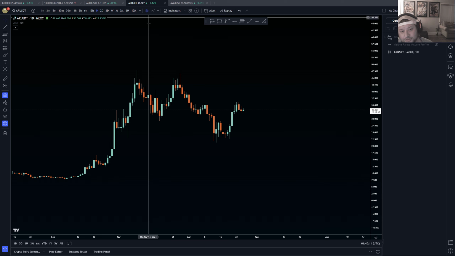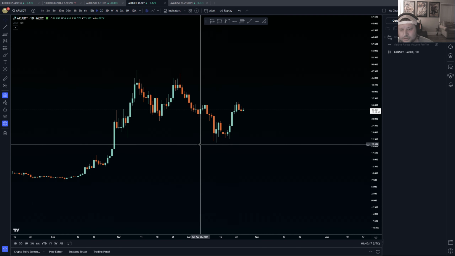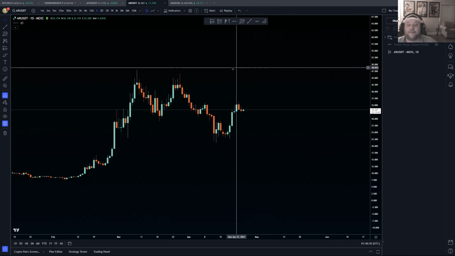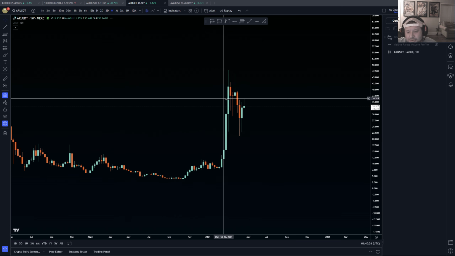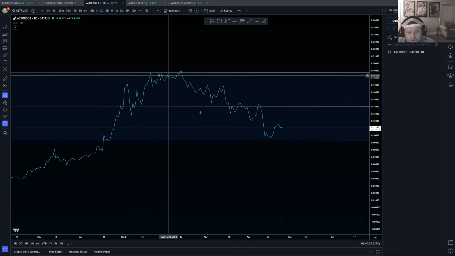Okay, let's go on to ARUS. This is a little example I wanted to show you guys about identifying market structure. Some people may not be able to. I don't know how well people are at understanding market structure.